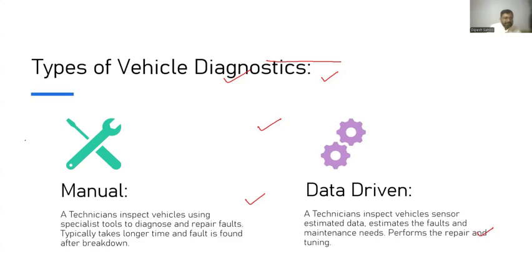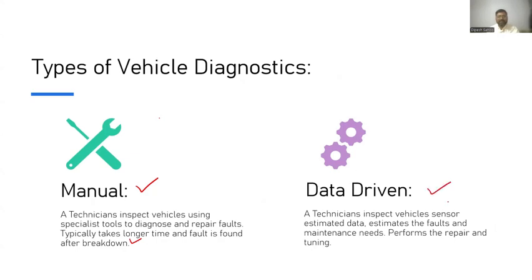Next, what are the types of vehicle diagnosis? Manual diagnosis: a technician inspects the vehicle using specialist tools to diagnose and repair faults. It technically takes a longer time, and the fault is found after breakdown. That means, remember, in the manual method we generally find the fault after a big breakdown. Only then do we know that it's a breakdown and I need to repair my vehicle. Before that, we don't get much information on what the fault is.